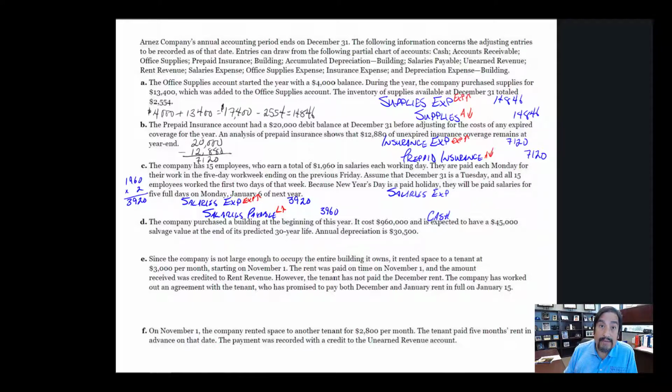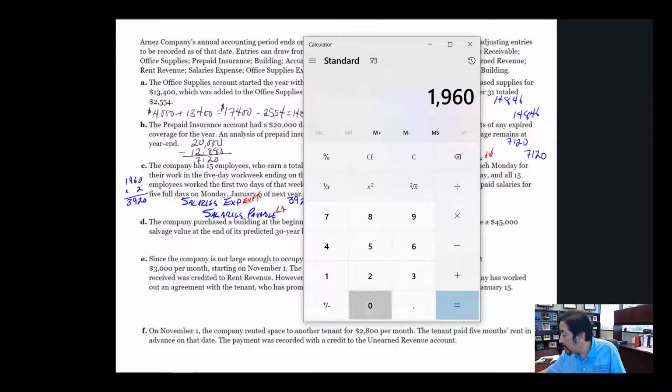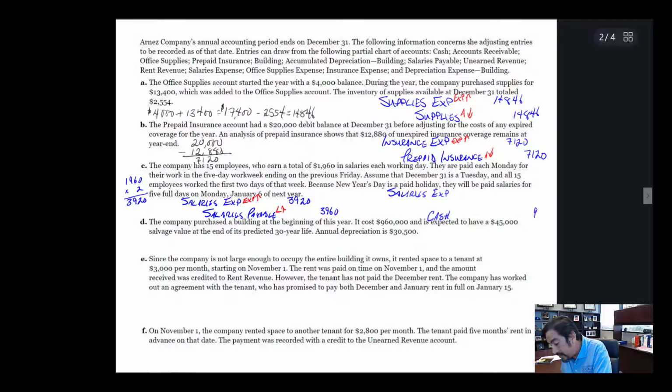They're still getting paid for 5 days, and I think the problem even says something like New Year's Day is a paid holiday, January 1st is a paid holiday, so they're still getting paid for what would that be, Wednesday, January 1st. So they worked 5 days in this pay period, $1,960 a day. $9,800 for the 5-day work week. So we're going to pay them cash, $9,800. Cash is an asset account. We are decreasing it. Cash is a credit.